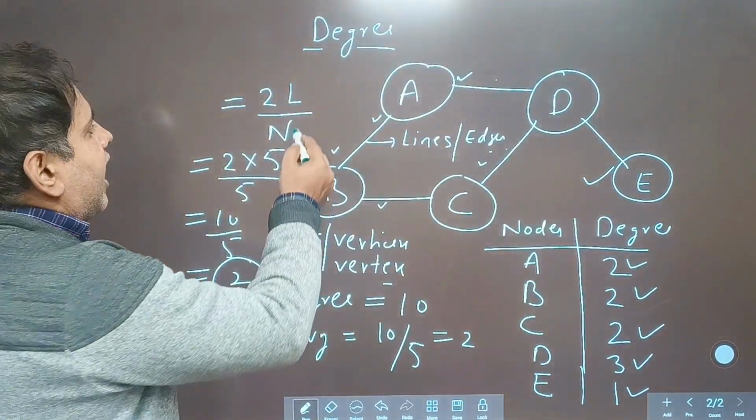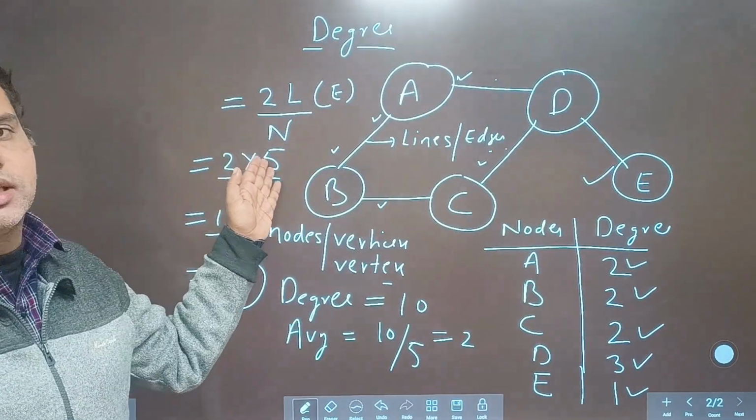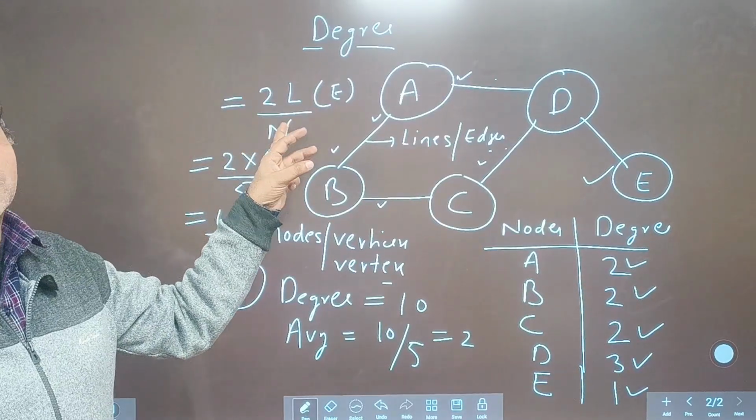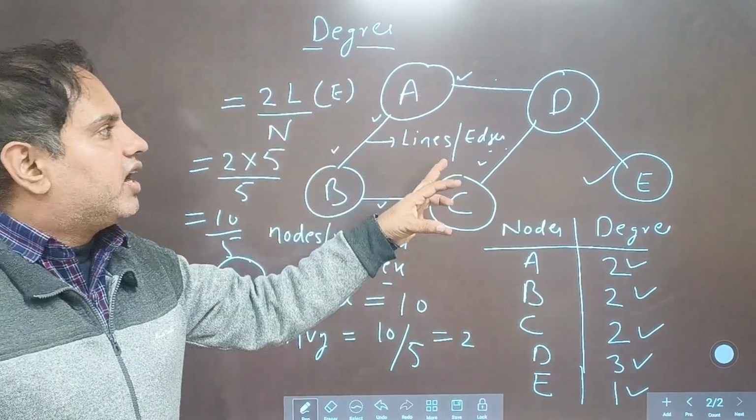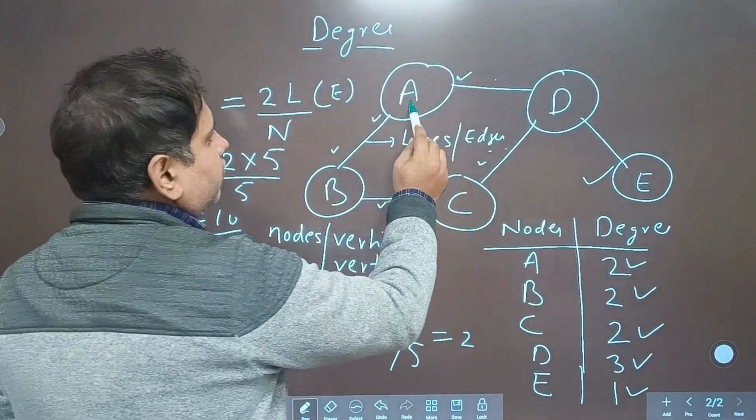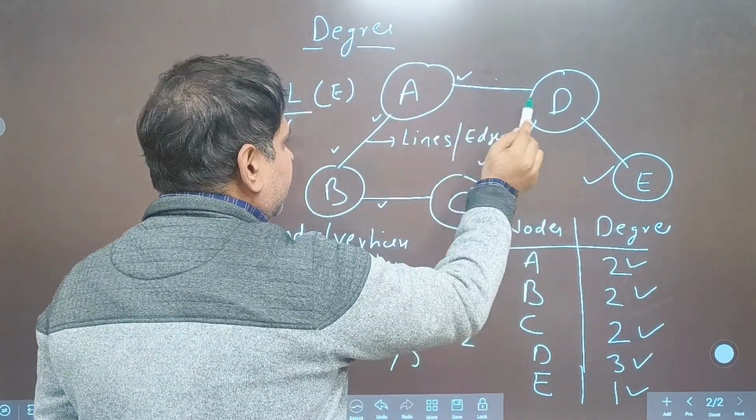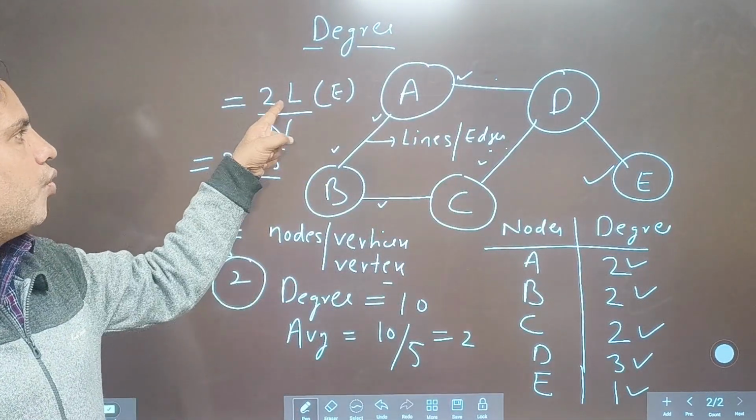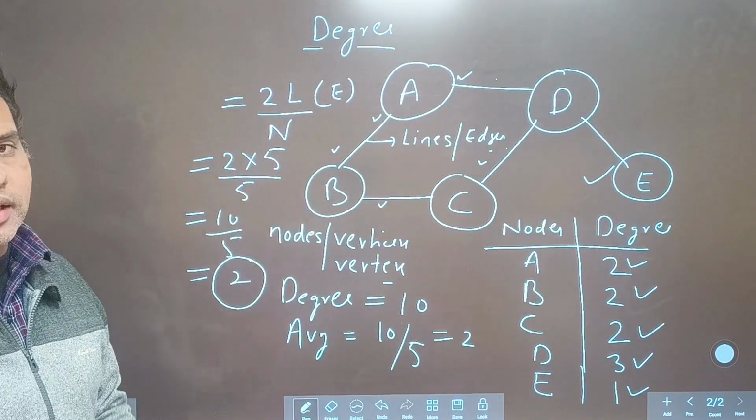So you can represent it with L, or you can represent it with E as well. So 2E divided by N, where N is the number of nodes. The 2 is there because this is an undirected graph. A can be moved to D, meaning it can go in this direction and in the backward direction as well. That's why there is a 2L. So this is how you calculate the degree for the undirected graph.